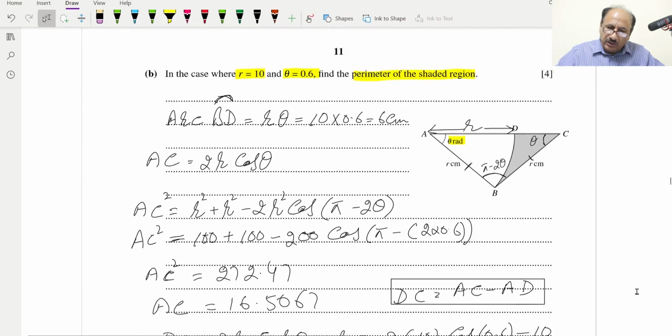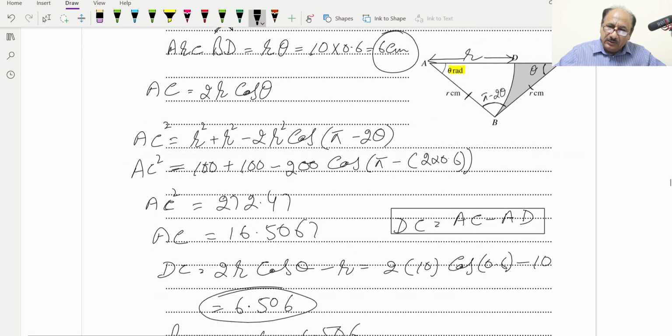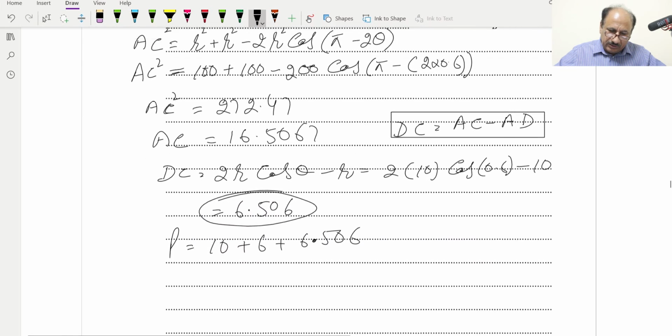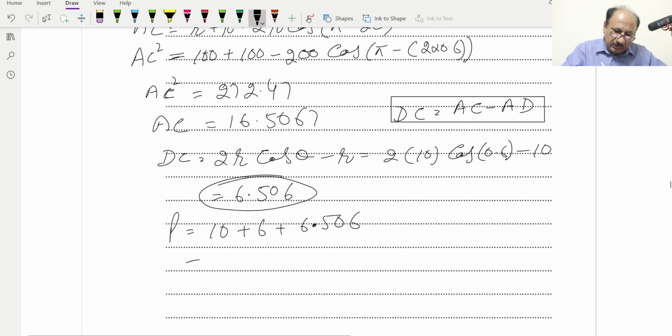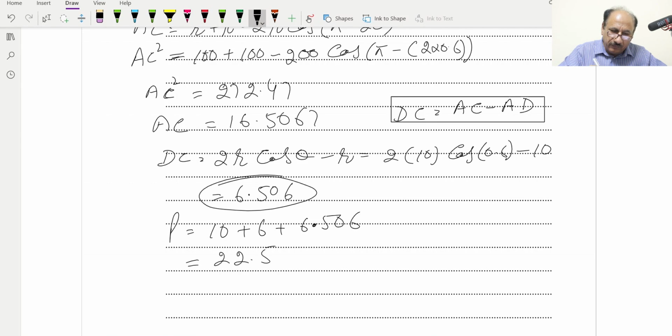We have done this part: 6 is over here, and the arc we found over here. So arc BD and DC, and the other side is 10. We just have to add these three values, and this will give us the answer. So we can write 10 plus 6 plus 6.506, and this will be equal to 22.5. This is our final answer.